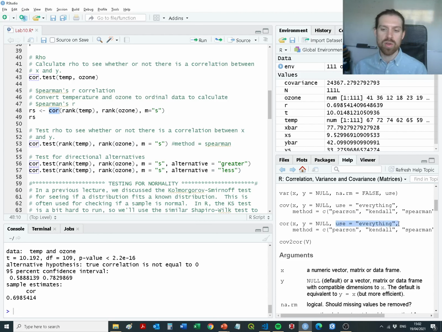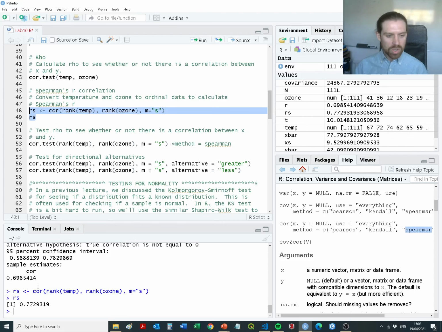You can specify whether you want to remove NA values, so values which don't have any data points, or whether you just use everything. And then you can state the method, so whether it's Pearson, so that's the Pearson correlation coefficient for your parametric based approach, or whether for the non-parametric based approach you want to use the Spearman's rank. So that's exactly what we're doing here. That's why this is method equals, and you can just input s for the method Spearman.